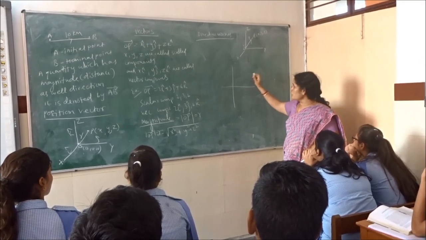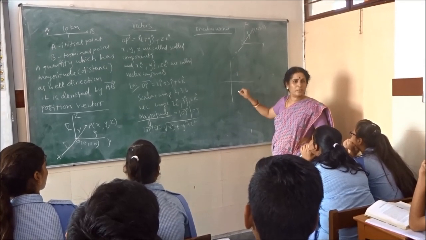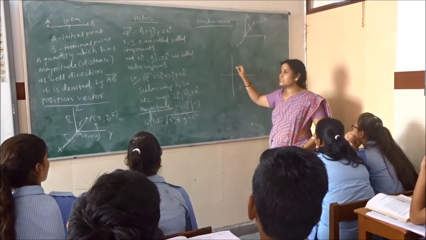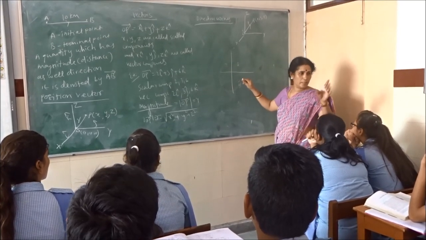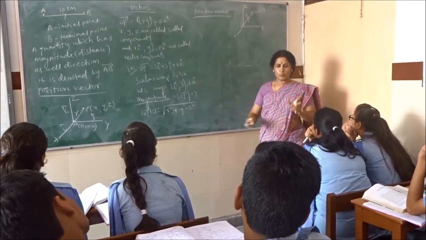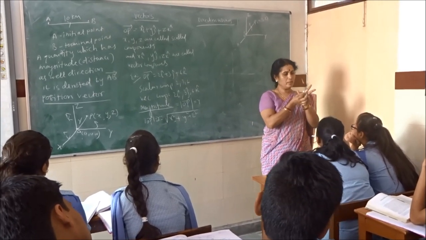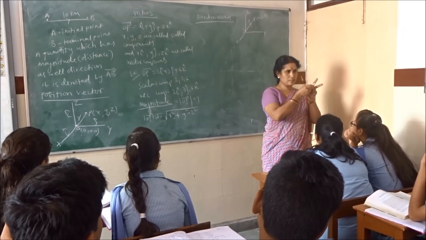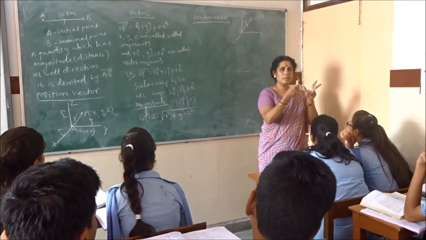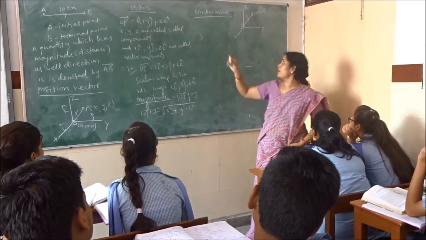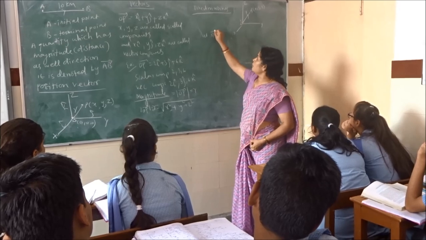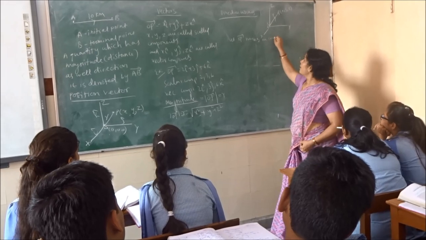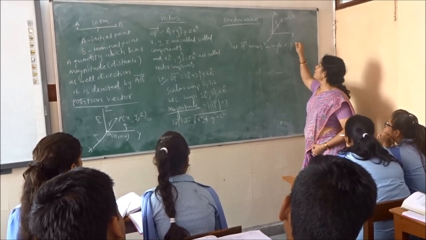Suppose you start in the clockwise direction from the first quadrant, then you will immediately get the fourth quadrant. That's why we always take the anti-clockwise direction. Now see, I am rotating this OP vector in the anti-clockwise direction, so definitely it will cross the x-axis, then the y-axis, then the z-axis. Now let the OP vector make angles alpha, beta, gamma.